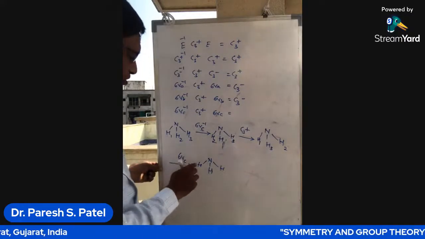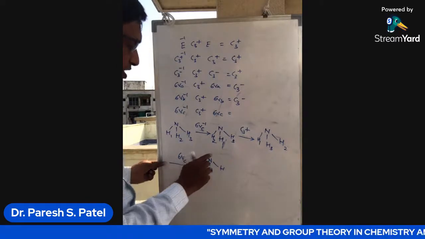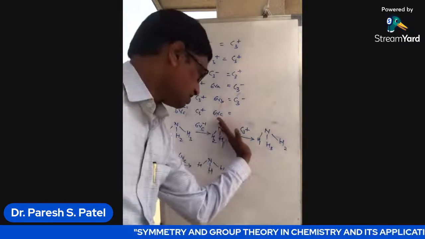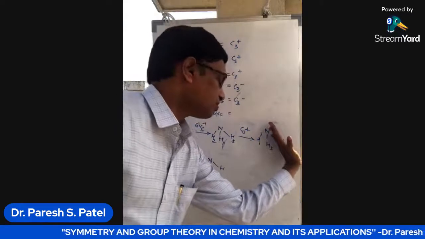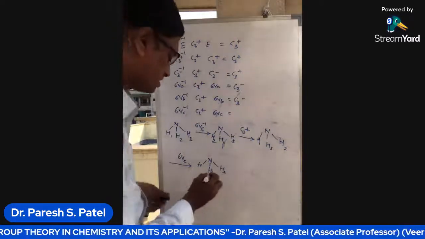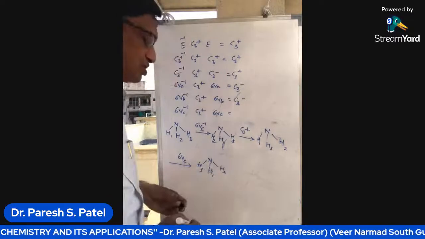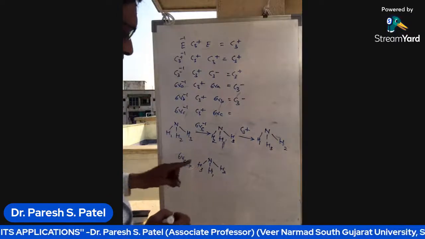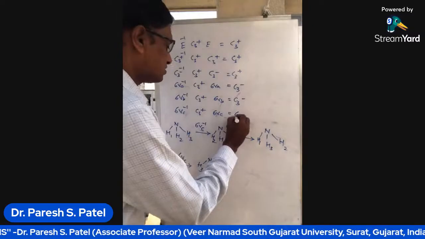So we have to operate sigma Vc. Then we have to consider this is the sigma Vc. So we have to put a mirror over here. So the position of the hydrogen 2 remains as it is. 3 and 1 are interchanged. So overall result is C3 minus.